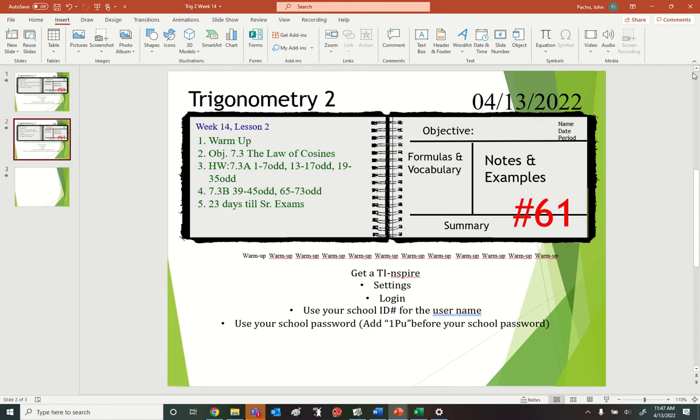I'm hoping you will come in, take the notes, and when you come in to class on Friday, you will have this down so you can start doing the work in class and not need to go back over this again.